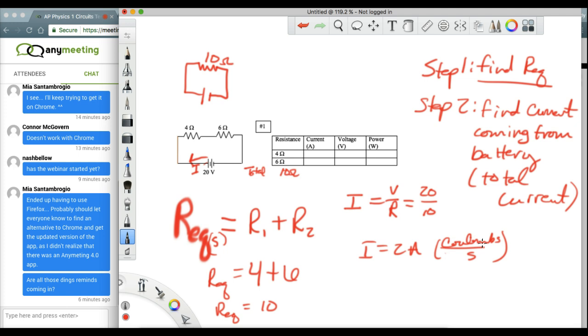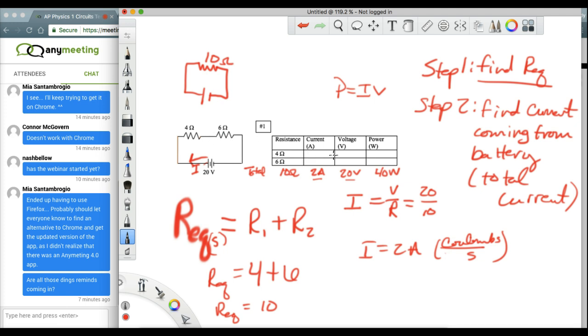If I could be in that magic school bus and go inside the wire and see how fast the charges are moving past me, that's what amps are. So the current of the circuit is 2 amps. The total voltage of the circuit is 20 volts. And I can go ahead and find the power of the circuit as well. Power is equal to current times voltage. So the total current is 2 amps and the voltage is 20 volts, so the total power should be 40 watts. Now when I go into the actual circuit, I have to figure out what's the voltage drop across each resistor, what's the current going through each resistor, what's the power being dissipated by each resistor.